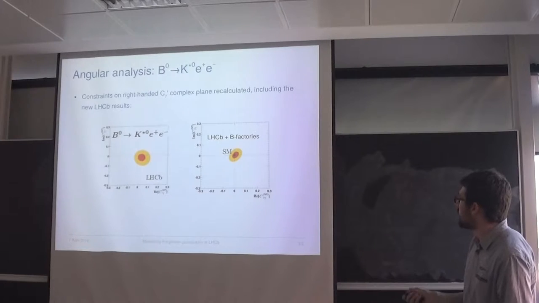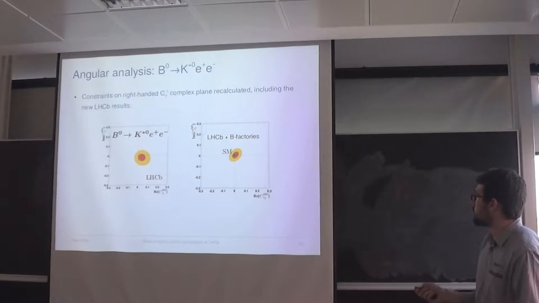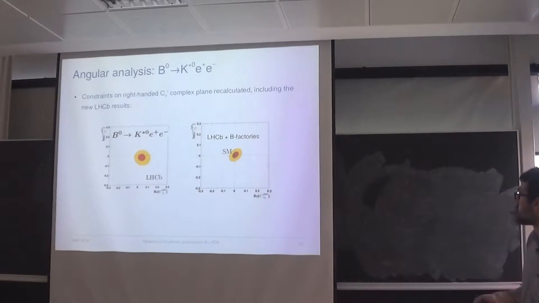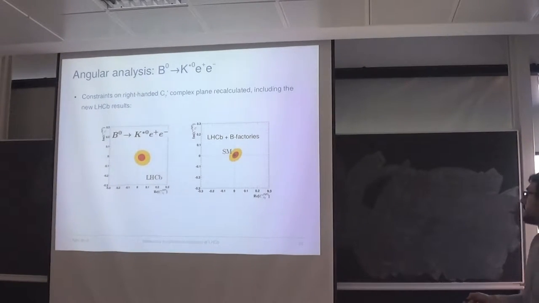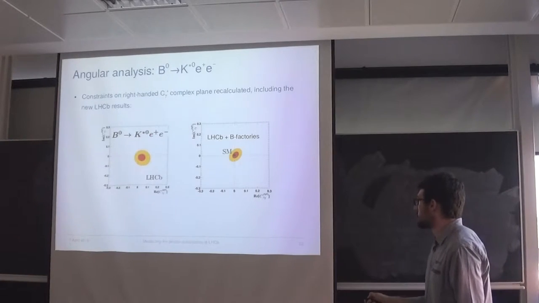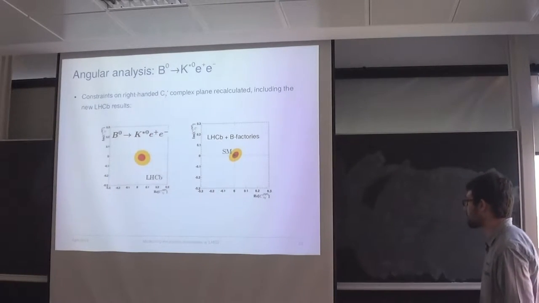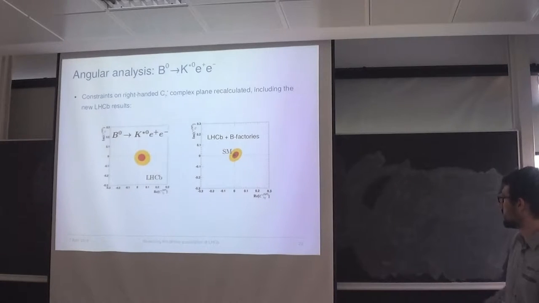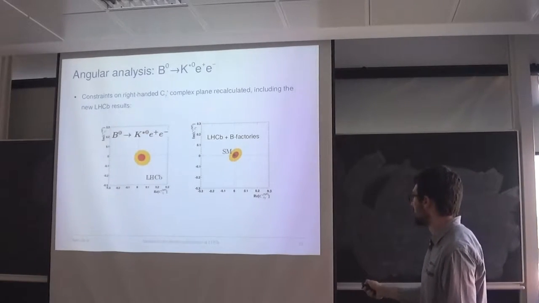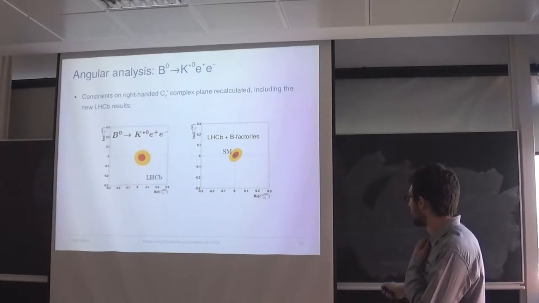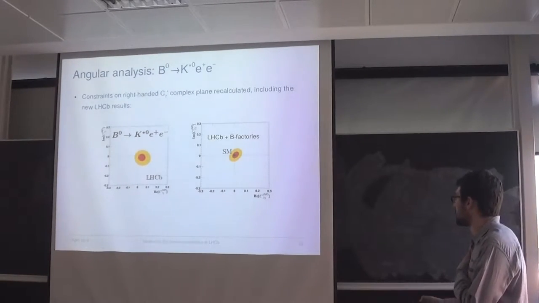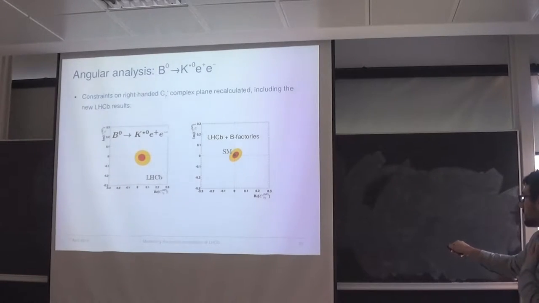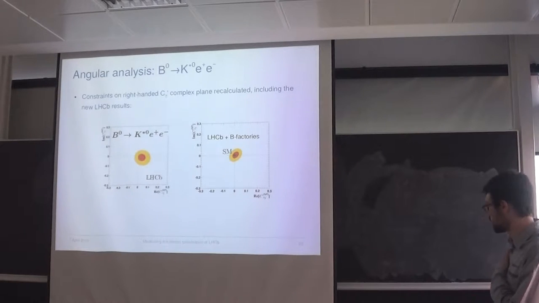And finally, the constraints on the right-handed C7 prime complex plane can be recalculated, including these new LHCb results. You can see here only the LHCb result with this decay and the average of LHCb and B factories. This is currently the limit on this plane. With the standard model, of course, is zero here. The C7 prime contributions have been subtracted.